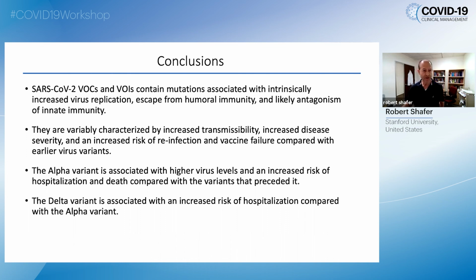The Alpha variant is associated with higher virus levels and an increased risk of hospitalization and death compared with the variants that preceded it. The Delta variant is associated with an increased risk of hospitalization compared with the Alpha variant.